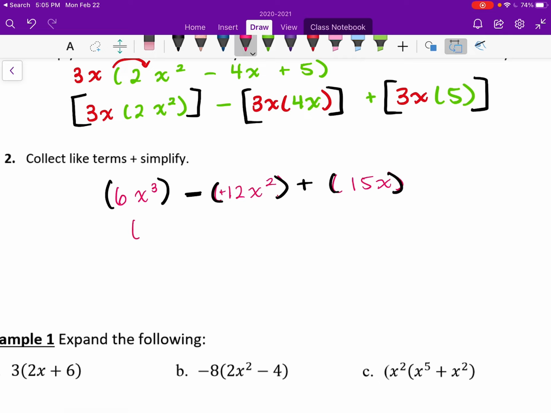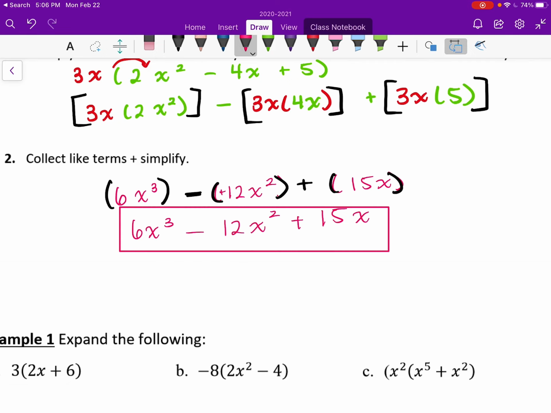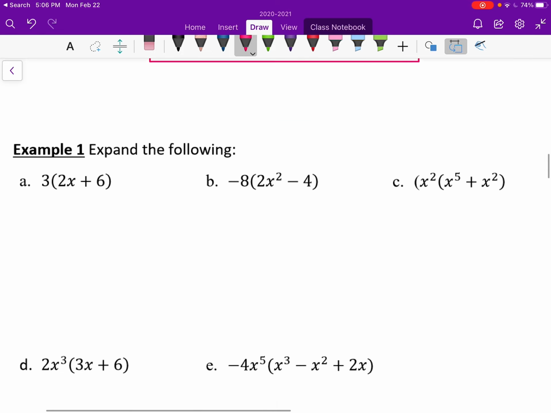So it's going to be 6x cubed. A minus and a plus is just going to be a minus 12x squared. A plus and a plus is just plus 15x. We can't simplify this any further, and the reason is because we don't have any like terms that we can collect here, right? Everything has a different exponent on it. We're not multiplying anything. We're not dividing anything else. It's just addition. So this is the simplest it can get.